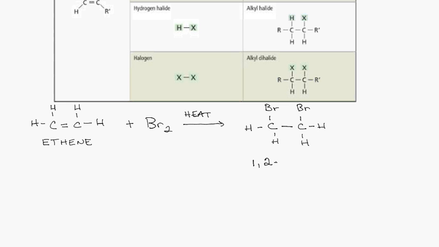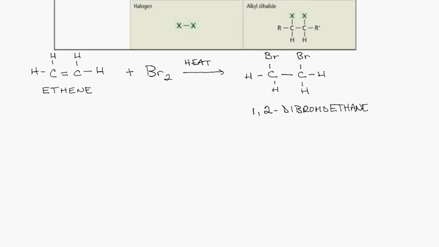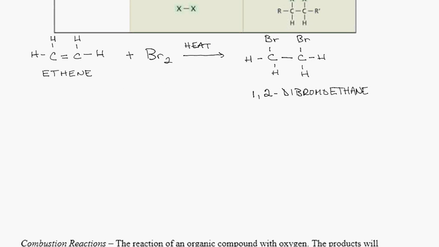So this is 1,2-dibromoethane. So we break a double or triple bond and then add atoms at that point. So write small. Here we have, and you should know this one, 2 carbons triple bonded. Here is ethyne.